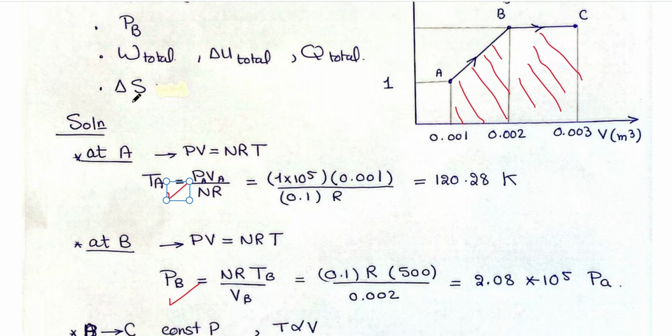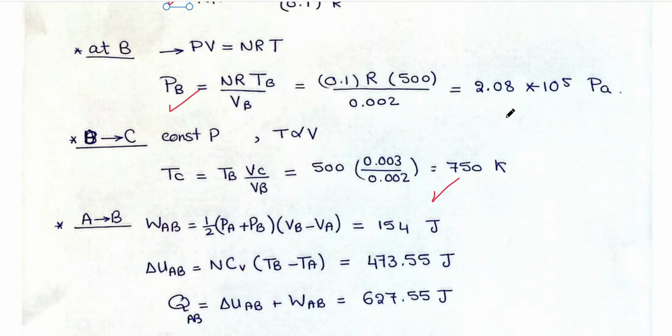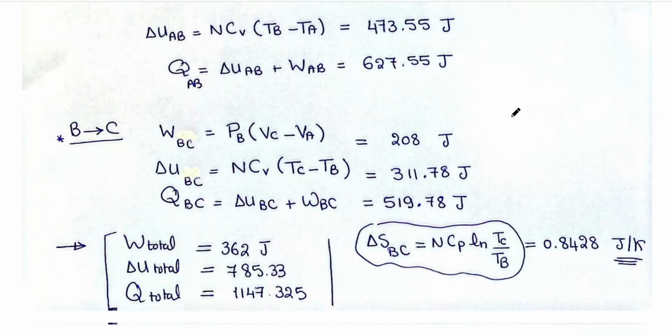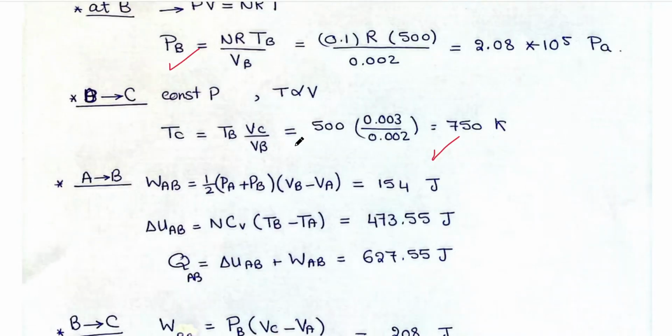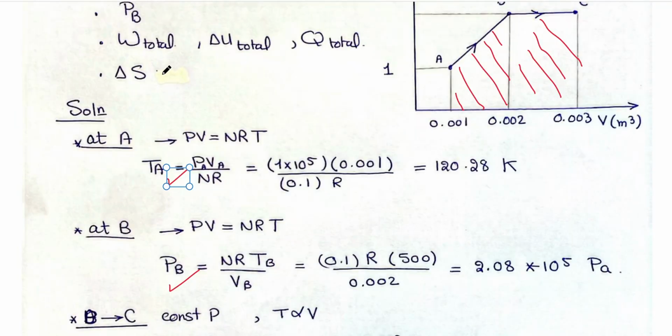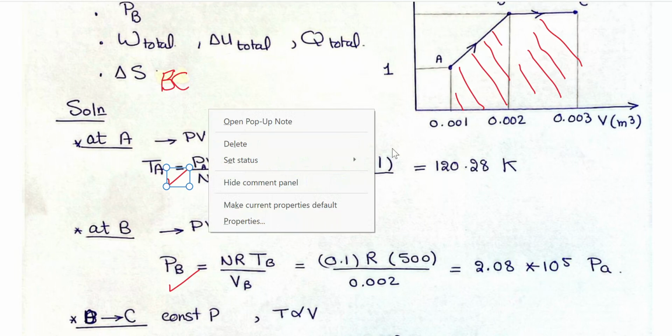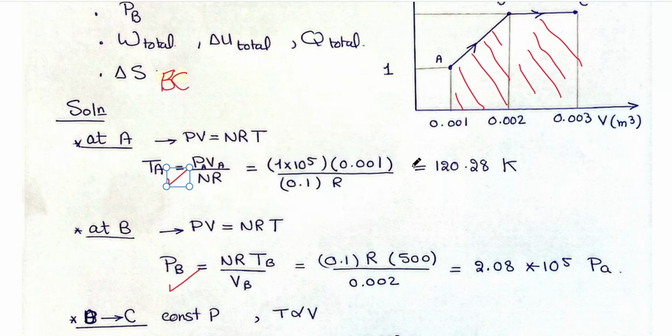How to calculate the delta S? To calculate the delta S from B to C, we can just calculate it using the equation we have. What is required here is delta S B C. This was some examples on the thermal processes.